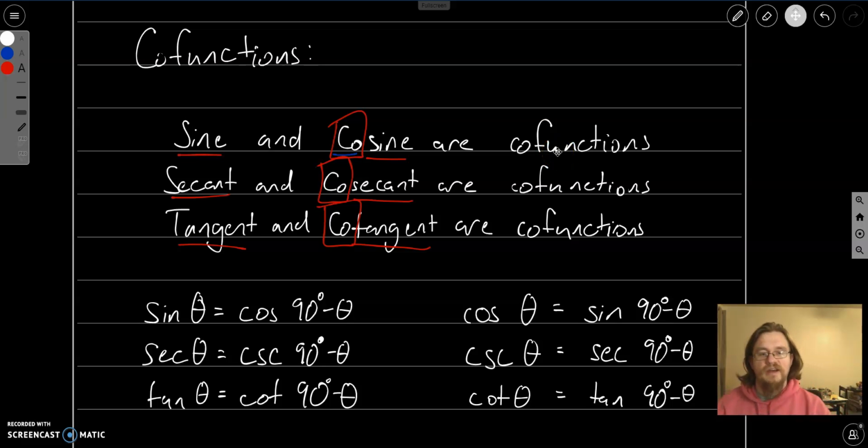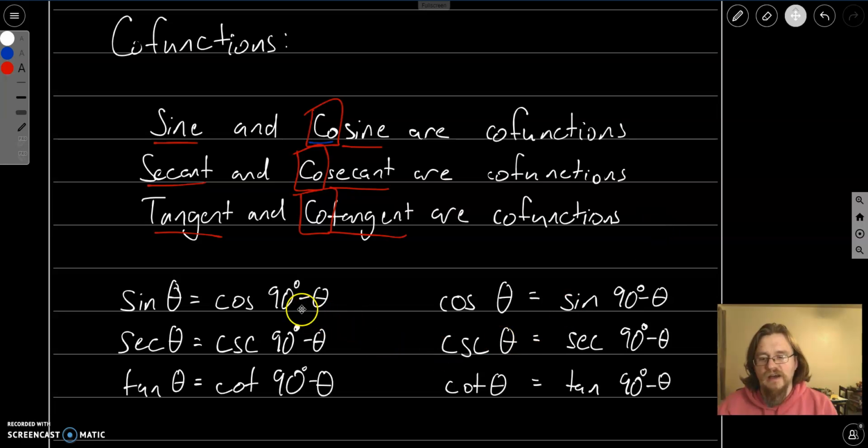Hello and welcome back. Last time we just started to look at cofunctions. So this would be the difference between, say, sine and cosine, secant and cosecant, tangent and cotangent. The way they work is that complementary angles will produce the same values. So for sine, if you plug an angle into sine and its complement into cosine, you get the same value. Likewise, if you plug an angle into cosine and its complement into sine, you get the same value.